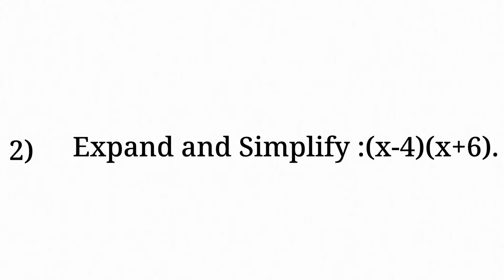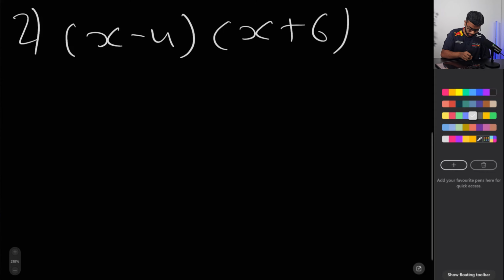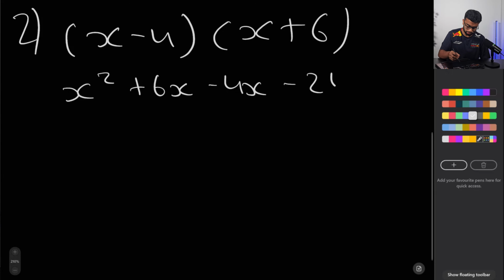Question 2 asks us to expand and simplify (x minus 4)(x plus 6). I use the FOIL method: first terms, outside terms, inside terms, and last terms. So if you do first terms, we'd get x squared. Outside terms would give us plus 6x. Inside terms would give us minus 4x. And last terms would give us minus 24.